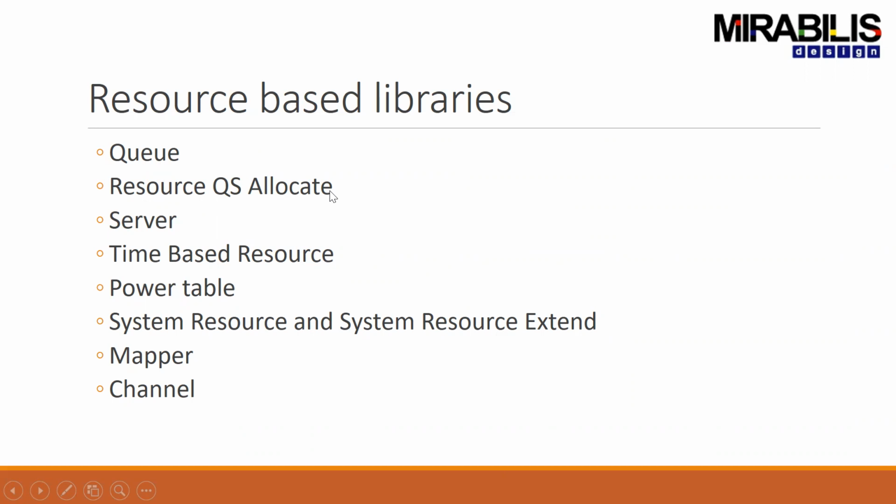Similarly, we have resource queue as allocate, which is based on the number of resources available. So if we have like 10 resources at a time, we can allocate to specific resources based on the availability. So this is one kind of resource mechanism library that is used to allocate the input packets according to the resource availability.